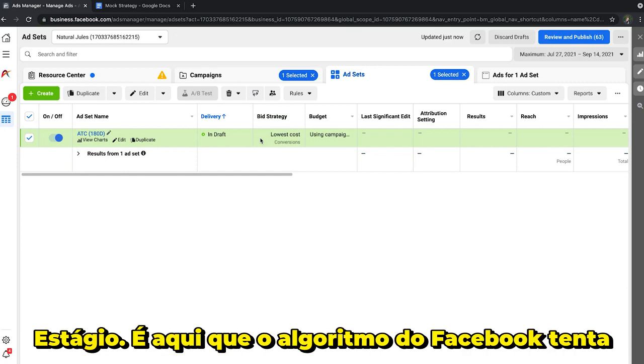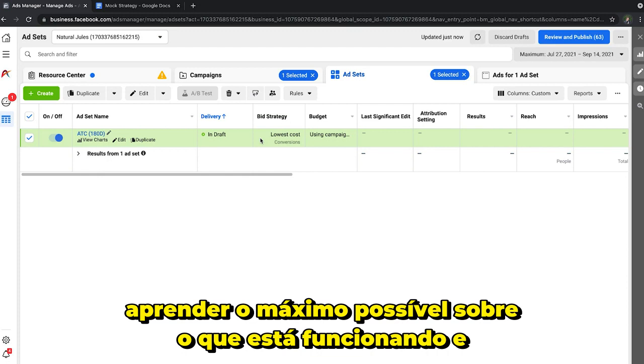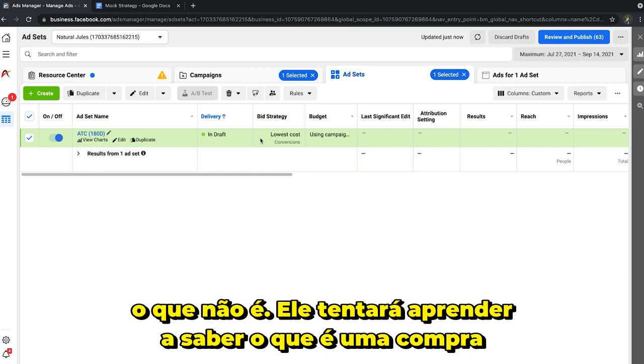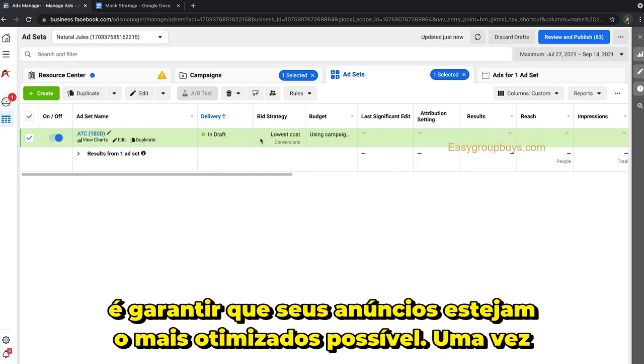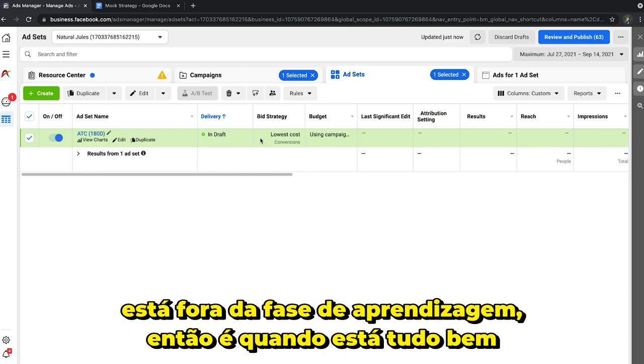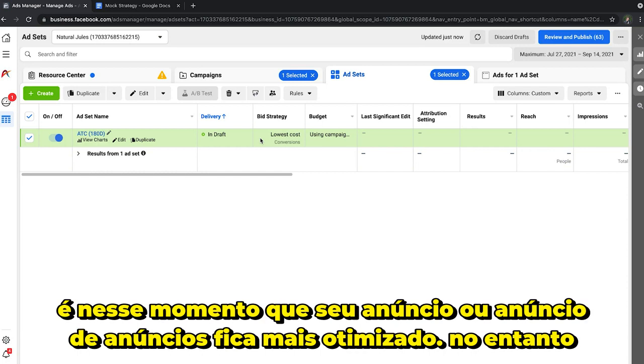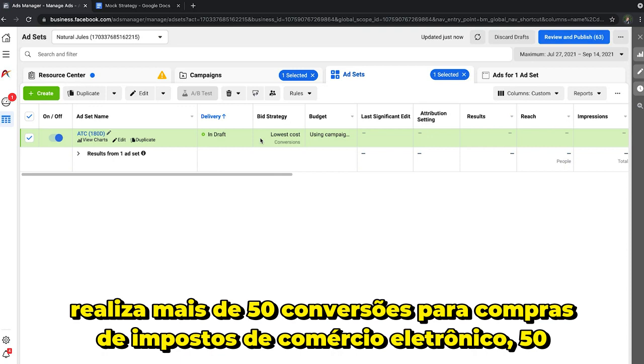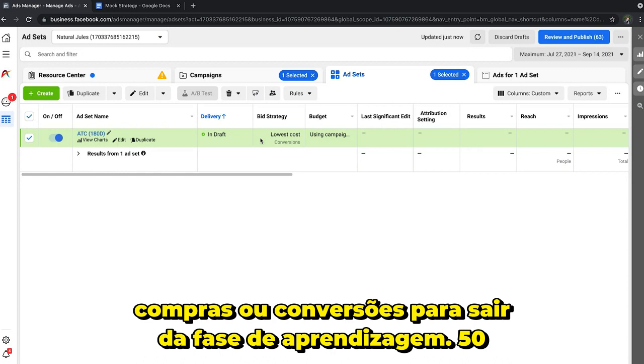This is where the Facebook algorithm tries to learn as much as possible in regards to what is working and what is not. It will try to learn what a purchase is to make sure your ads are as optimized as they possibly can be. Once it's out of the learning phase, that's when your ad or ad set is most optimized. However, it takes over 50 conversions for e-commerce. It's usually purchases. 50 purchases or conversions to exit the learning phase.